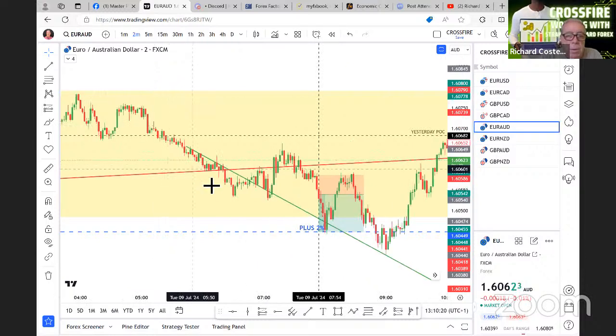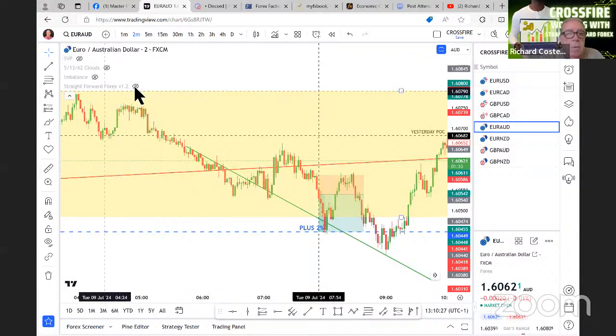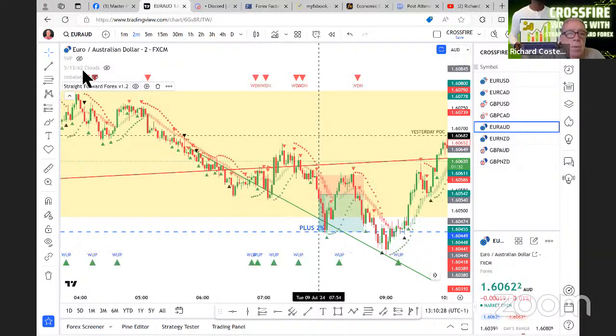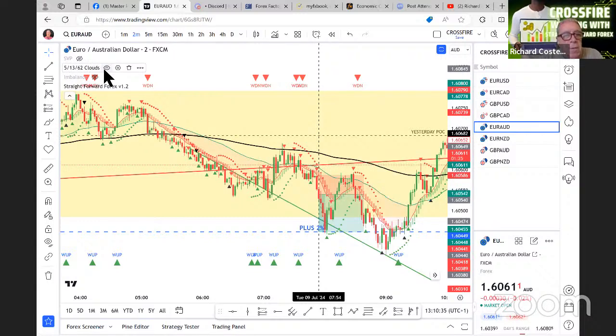So this is 6 o'clock. I'm going to put on 3 indicators. I'm going to put on straightforward Forex. I'm going to put on the 5, 13, 62 clouds. Now, I've recently removed the 5 moving average, so we're looking at the 13 and the 62 cloud.